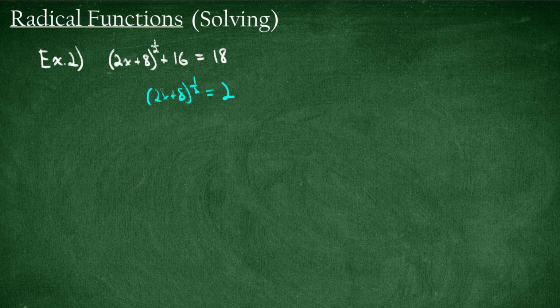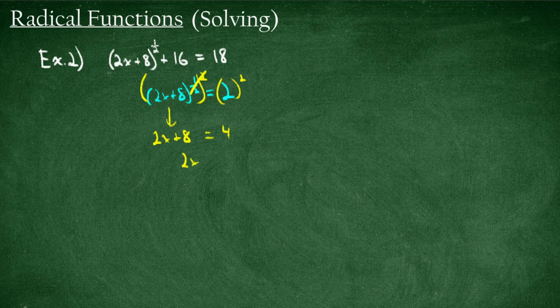Now that this is isolated, I'm going to take the inverse operation. So the inverse operation of something to the 1/2 is that thing squared. So I have to do it to both sides. And so, of course, these are going to cancel out, just dropping out, and 2x plus 8 is equal to 2 squared, which is 4. And now I can go ahead and solve.